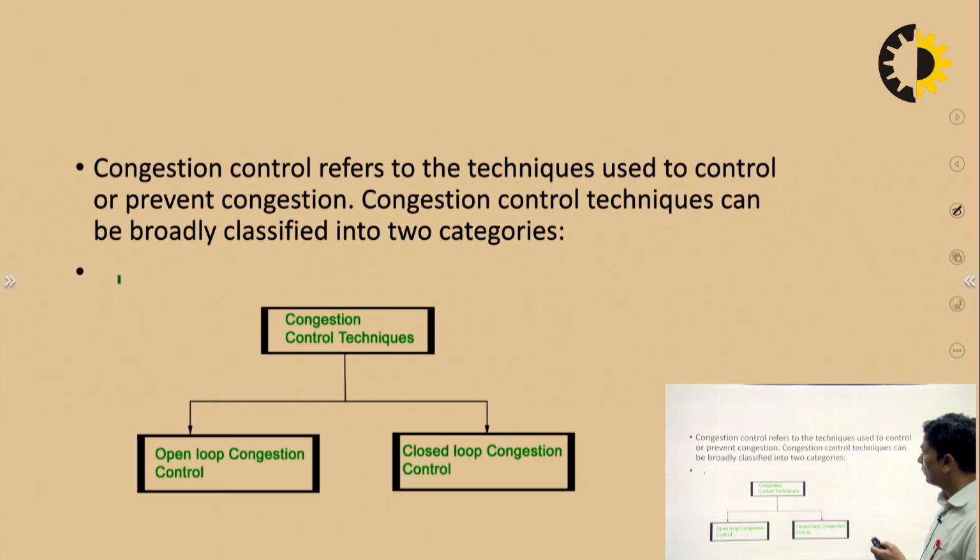Congestion control refers to the techniques used to control or prevent congestion. Congestion control techniques can be broadly classified at the network layer into 2 categories: one is open loop and the other is closed loop congestion control.